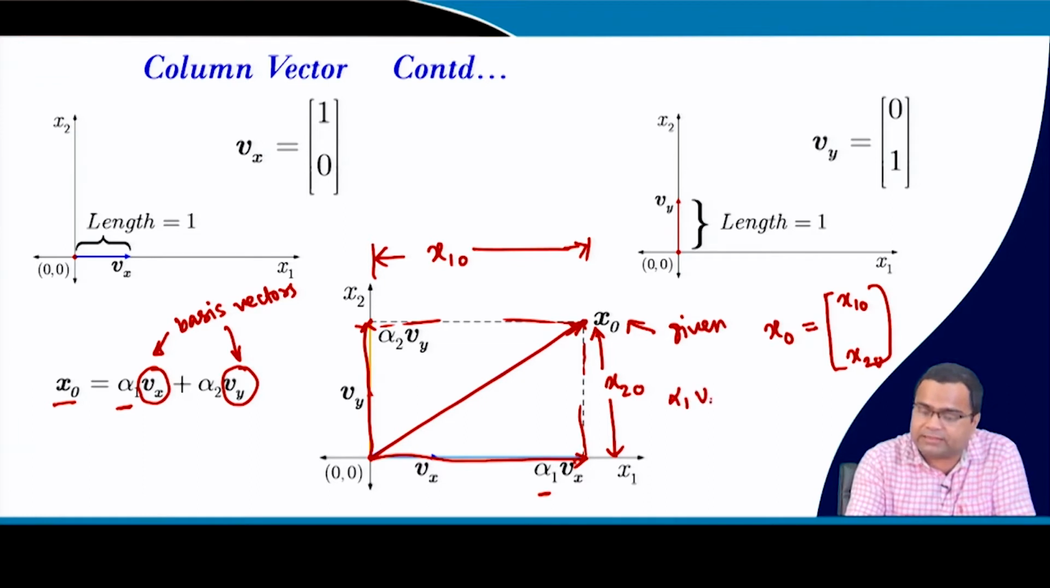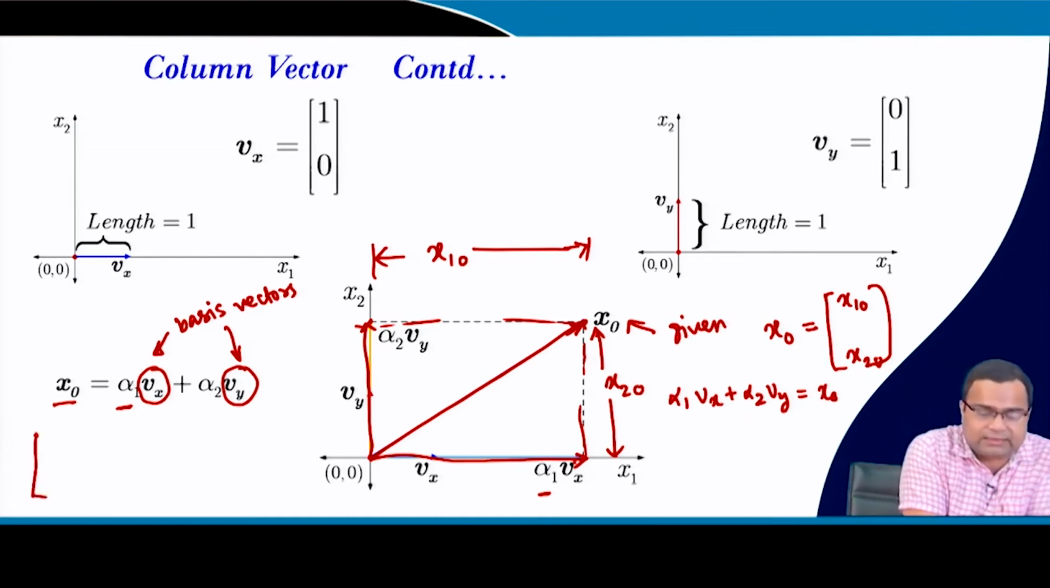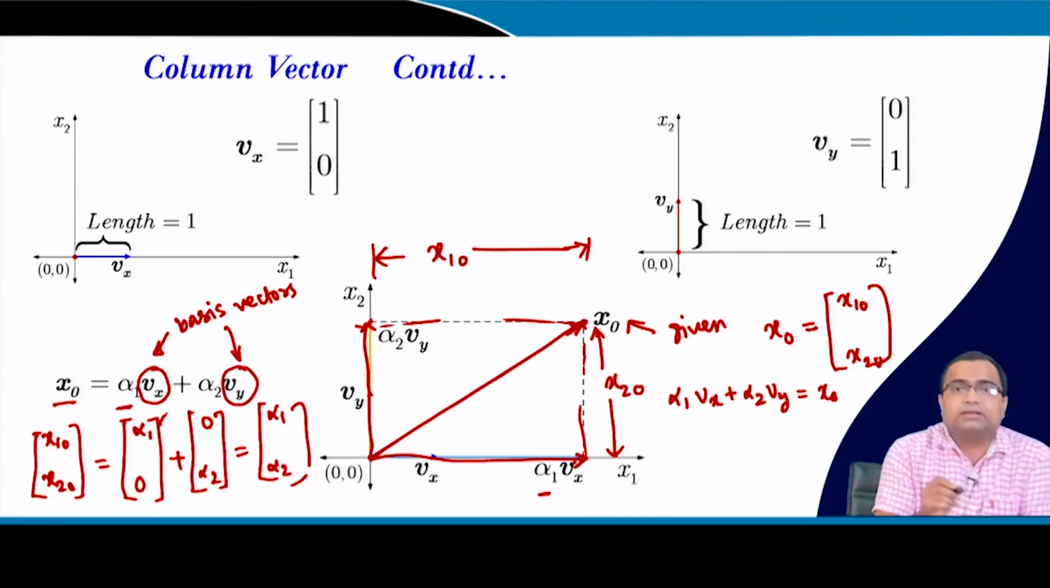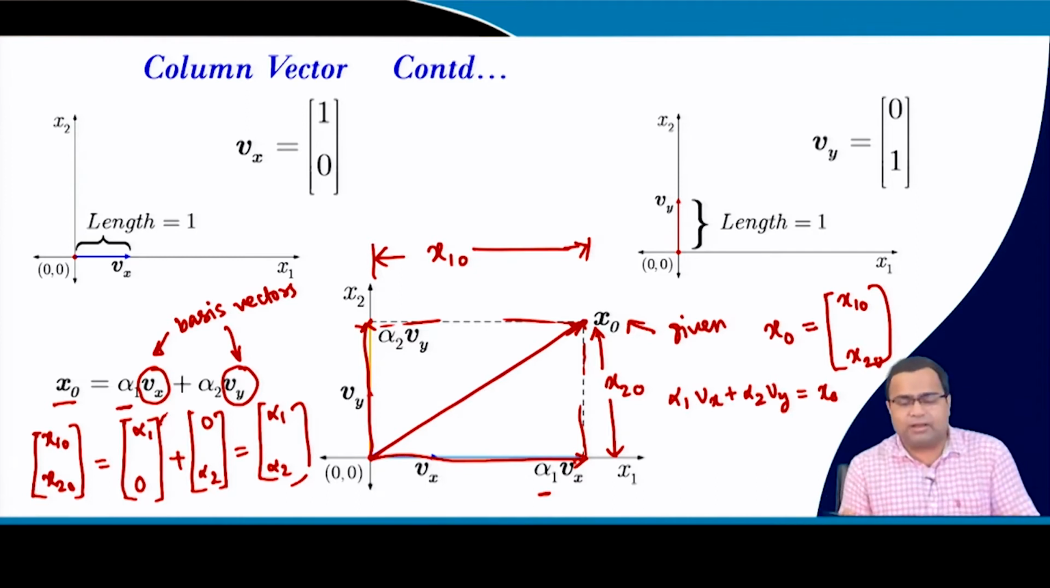That means, what is the bottom line? Alpha 1 Vx plus alpha 2 Vy is my x0, which is nothing but x1 0, x2 0, which is alpha 1, 0 plus 0, alpha 2. That is simply alpha 1, alpha 2, because each of these Vx, Vy has unit magnitude, right. So that is why we are writing alpha 1, alpha 2. Alpha 1 here is simply x1 0, and alpha 2 is nothing but x2 0.